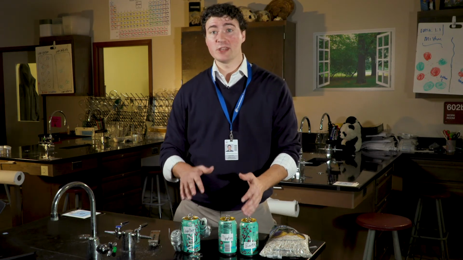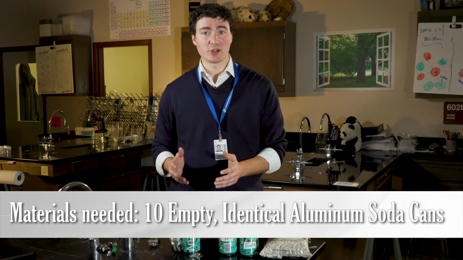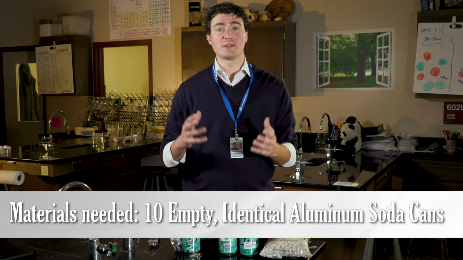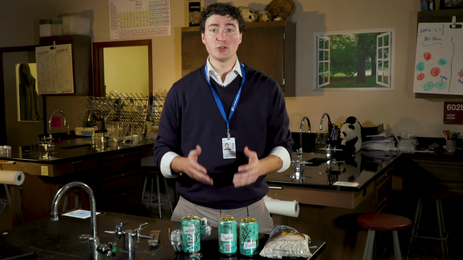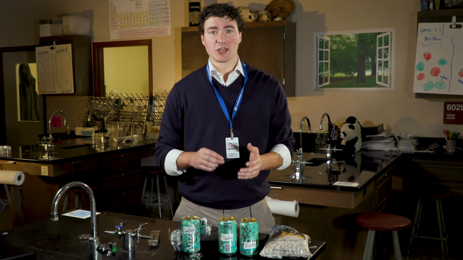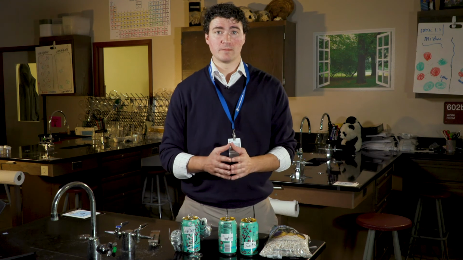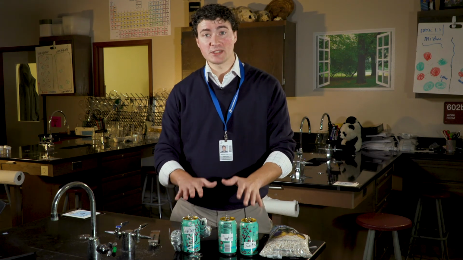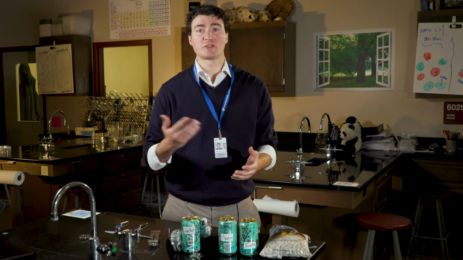Lesson 3.3 requires 10 empty, identical aluminum soda cans to be obtained and prepared ahead of time. All other materials are included in the kit, and all charts and graphic organizers can also be found in the lesson plan for Lesson 3.3. Make sure to hold on to these soda cans for the following Part 2 lesson, which follows in this kit.